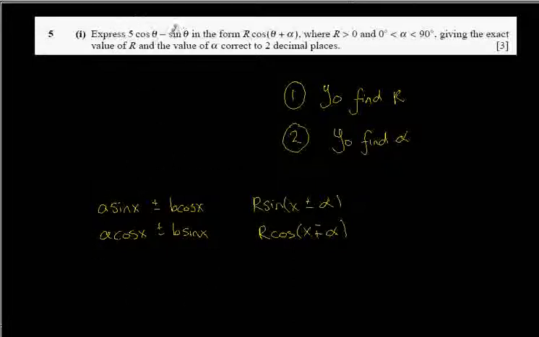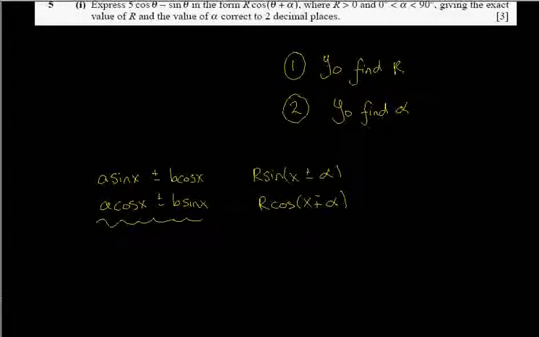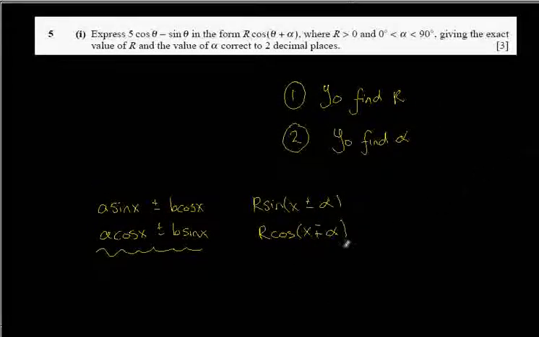If you have a look at what we have here, 5 cos theta minus sine theta, we can see that cos is at the front, so this has to do with the second equation, where a is 5 and b is 1. That's how you would recognize it. Now, to get r: r is equal to the square root of a squared plus b squared. If you know a squared and b squared from an expression, you will be able to find r. And lastly, how you get alpha.